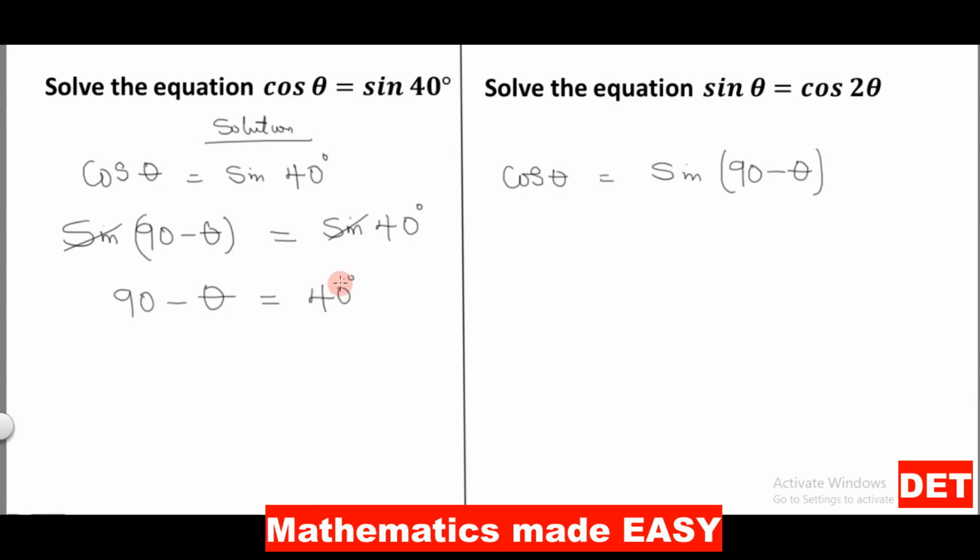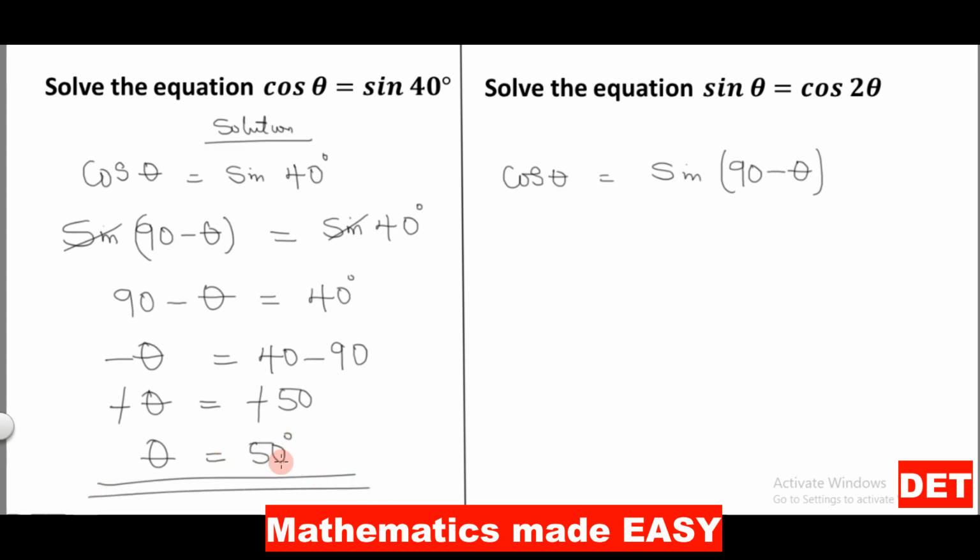40 degrees. So the next thing I'm going to do here is to collect like terms. I will take this 90 to the other side of the equation. When this 90 crosses to the other side, it becomes minus. So this will be minus theta is equal to 40 minus 90, which will give us minus 50. So my minus will cancel out my minus. My theta will be equal to 50 degrees. This is my answer to this question.